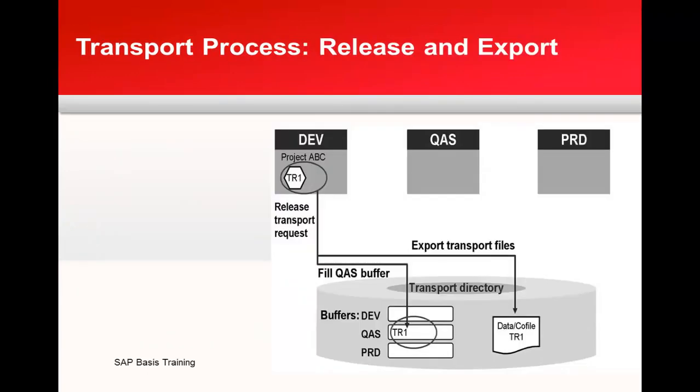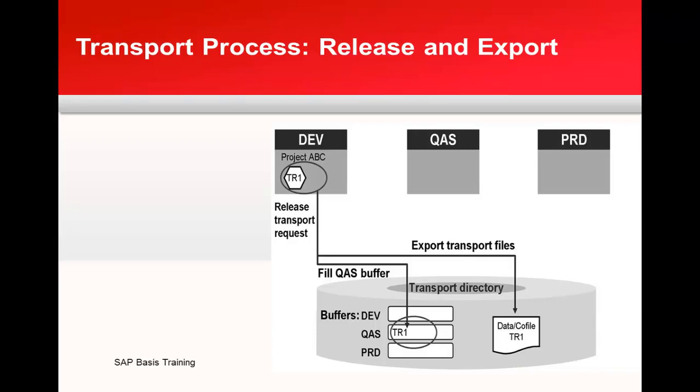Here you can see the release and the export process. You have a transport, and you release that transport request. Then the transport request goes to the buffer of QAS, and there will be a data file and cofile for TR1. That is basically the release and export process. So the transport is created in your dev system.